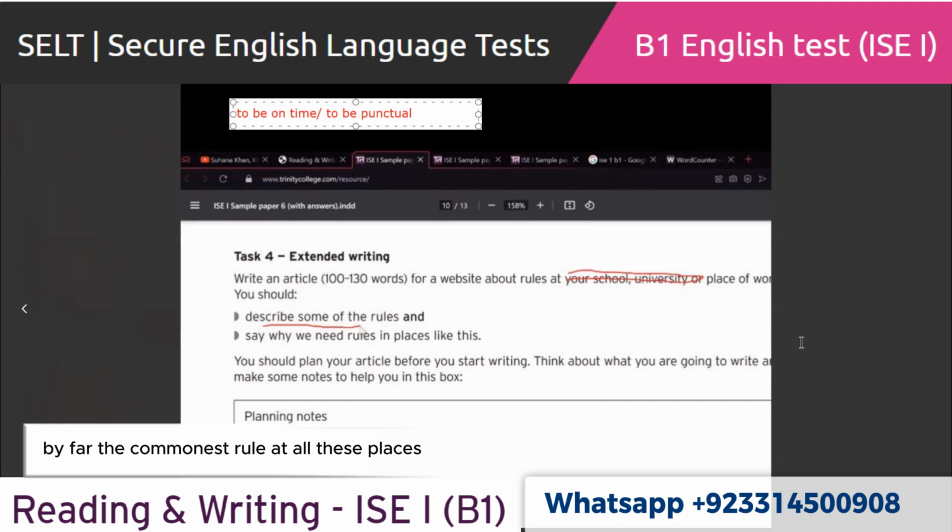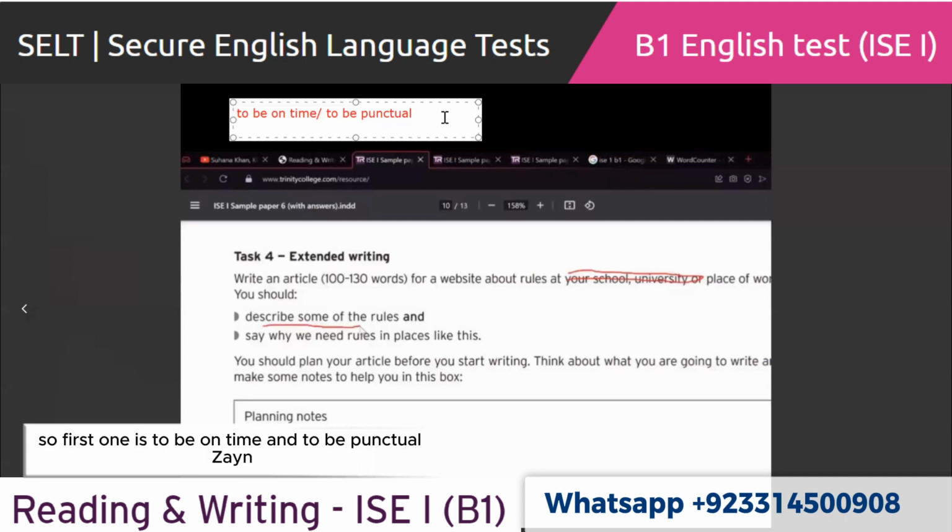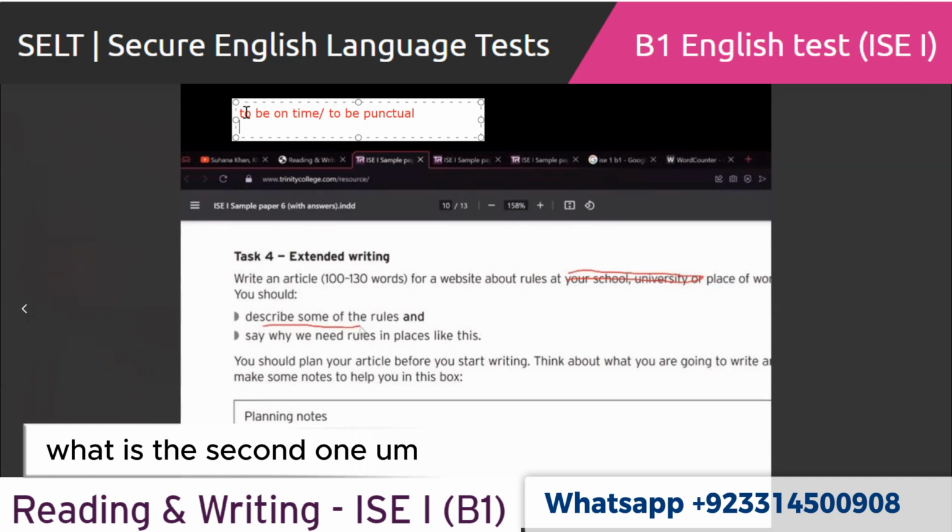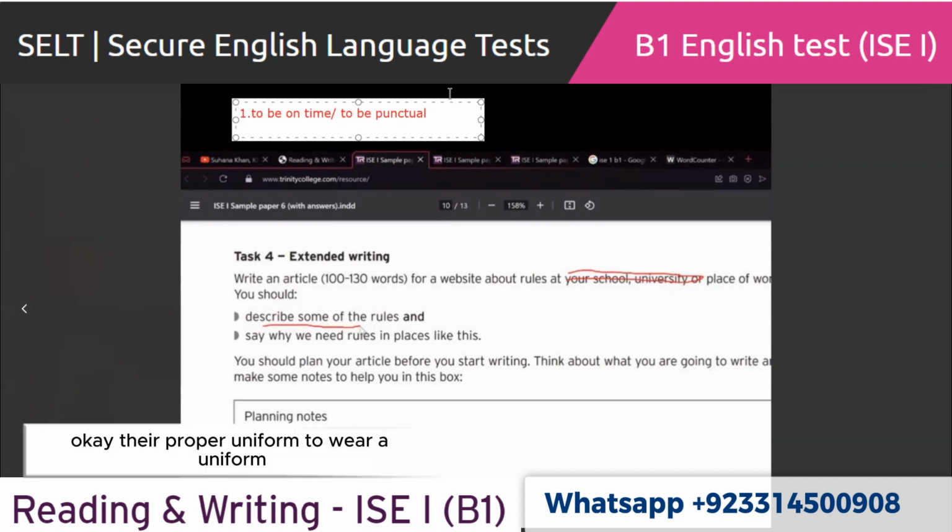By far, the commonest rule at all these places is to be on time, right? If you're good at English, you can go for "to be punctual." Now we're going to discuss the rest of the points that are common at all three places. So the first one is to be on time and to be punctual. Zain, what is the second one? Wear proper uniform.